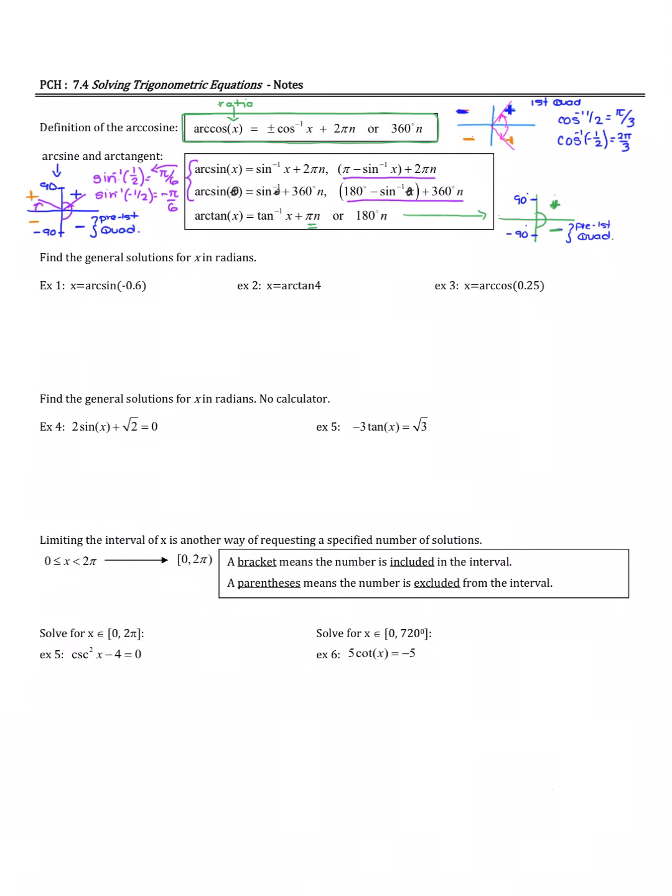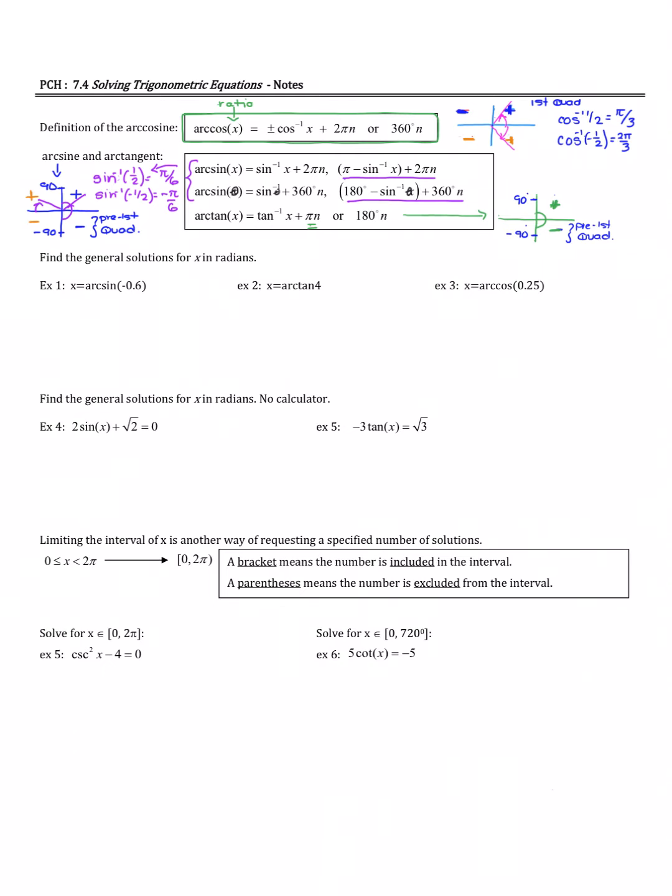So let's try a few of these, because we're going to be doing some examples. Some will be with calculator, some will be without calculator. All right, so let me get my calculator in, I'm in radian mode. That's good. Okay, find the general solution for arc sine -0.6.